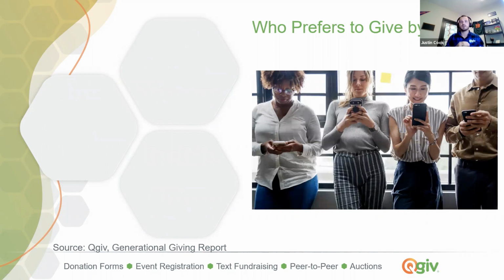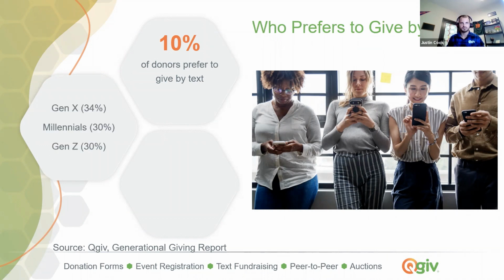If you are considering adding text communications and text appeals to your fundraising toolkit, it's important to understand who wants to donate by text. And luckily, we have some insights from our recent generational giving report that will shed some insight. So we interviewed over 1,300 donors who'd made a gift within the last 12 months about their donation preferences. So the first stat here is that 10% of donors prefer to give by text. And while 10% doesn't seem like a massive number, it's important to know who likes to give by this.